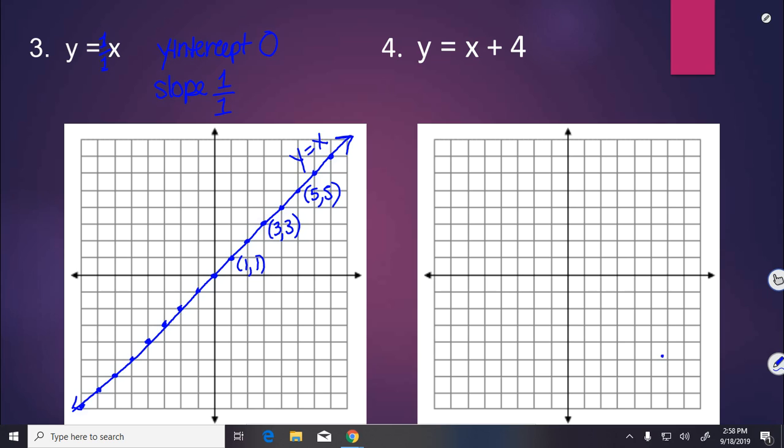So now, again, we have a different y-intercept. It's positive 4 because of the plus 4. And our slope, again, there's no number in front of that x. That implies there's 1x, so the slope is 1 over 1. So we start at positive 4, 4 above the origin. And we go up 1, right 1, up 1, right 1, up 1, right 1 continuously. Then follow the pattern in the opposite direction. Down 1, left 1, down 1, left 1.